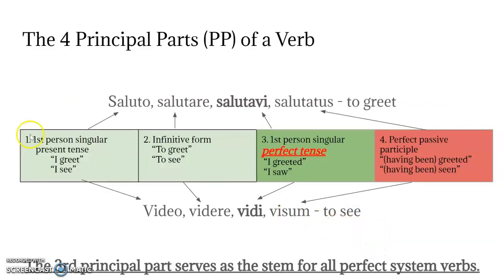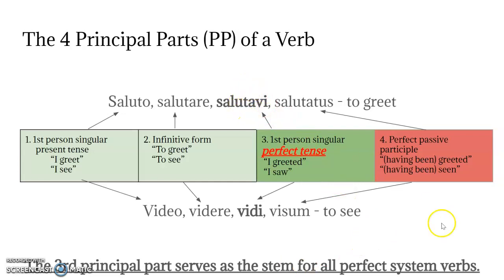So let's see how we use the 4 principal parts to figure out our stem for the perfect tense. Notice how this third one is now green. That's because this third principal part that you're given, salutavi, or vidi in this case, is the first person singular of the perfect tense: I greeted and I saw. So this is what they're giving you, a version of the word in the perfect tense. The third principal part serves as the stem for all perfect system verbs, whether it's perfect, pluperfect, or future perfect.